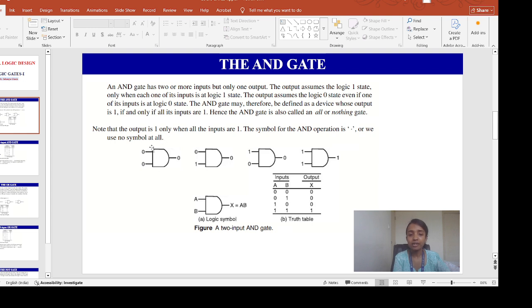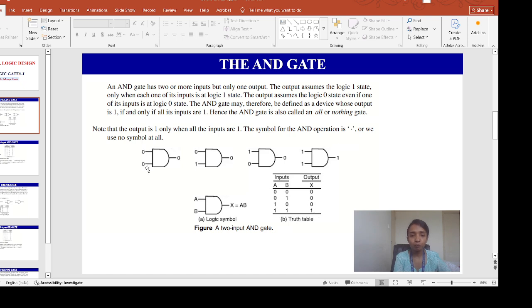And here you can see the logic symbol of the AND gate. It is a two input AND gate, so four combinations are possible: 0 0, 0 1, 1 0 and 1 1. If you multiply 0 and 0, what will be the output? 0 0 gives 0, 0 1 gives 0, 1 0 gives 0, 1 1 gives 1.